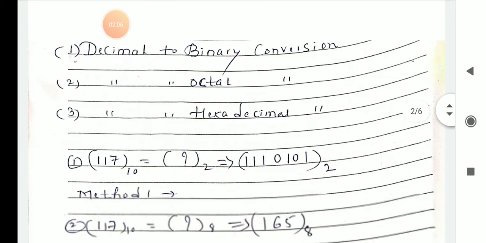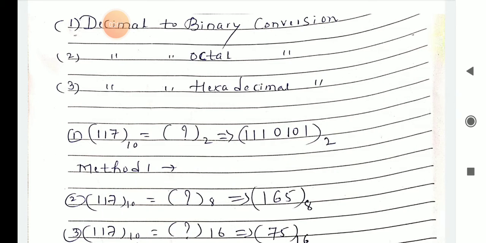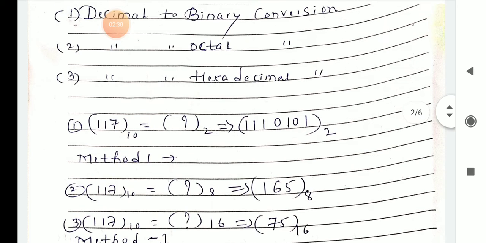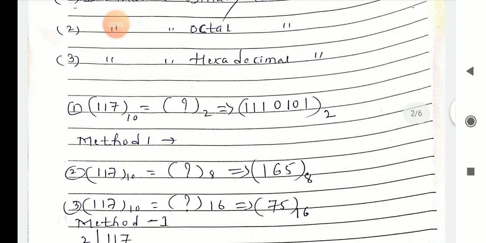First we will discuss decimal number conversion: decimal to binary conversion, decimal to octal conversion, and decimal to hexadecimal conversion. The name itself indicates it: decimal indicates 10, deci means 10, and binary means 0, 1. We can consider one example, 117, which is a decimal number. You have to convert it into binary.